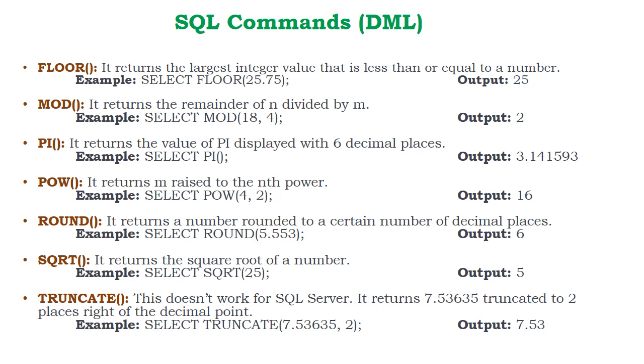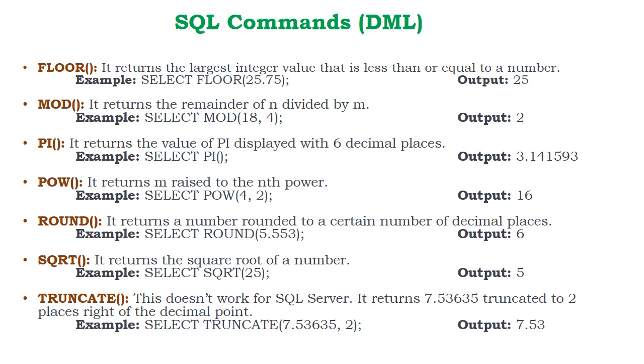And next one is the POWER function. So for example, here two parameters, 4 comma 2. Then it will calculate the power value, then display it. Then the ROUND function, so it will return the rounded value. For example, 5.553, the result is 6. And the SQRT function, it will calculate the square root value, then return it. For example, square root of 25, the result is 5.